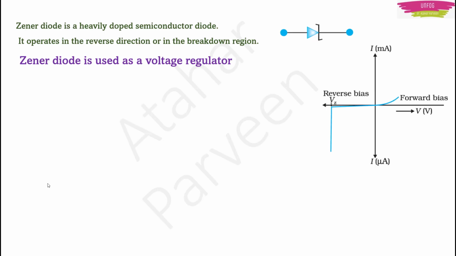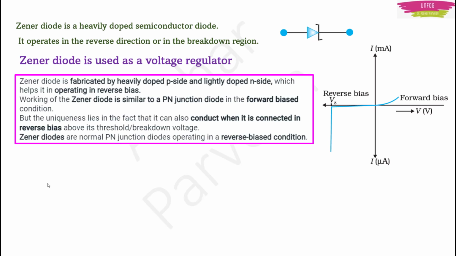And this is the IV characteristic of a Zener diode. By seeing the graph only, we can say that the voltage is not changing much here. On the x-axis, you can see for the reverse bias condition, the voltage is not changing much. Now this diode is fabricated with a heavily doped P side and a lightly doped N side material. Now this will help in operating in reverse bias.